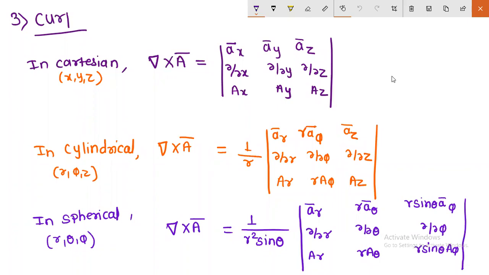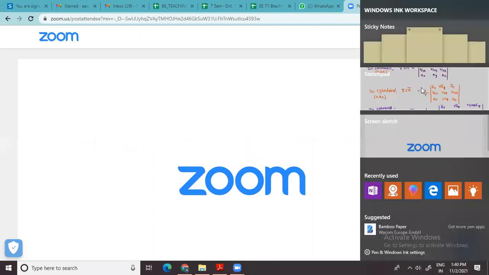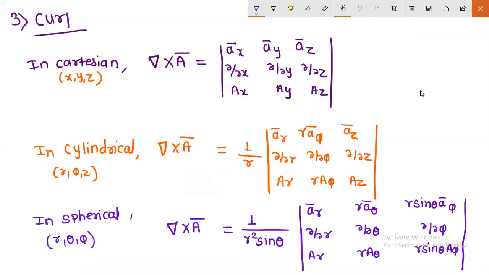Over, yes or no? To do it fast. If completed, we'll see examples. Okay, can I erase? Can I erase the screen? Yes.